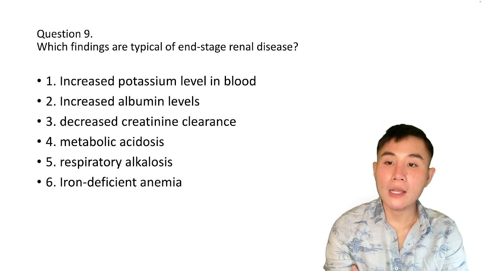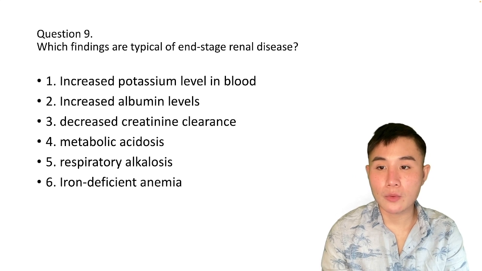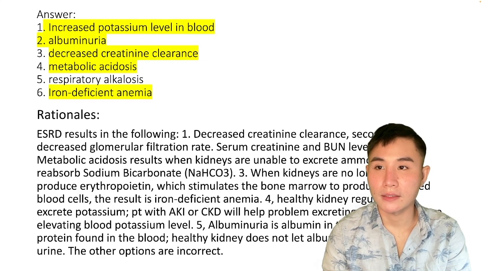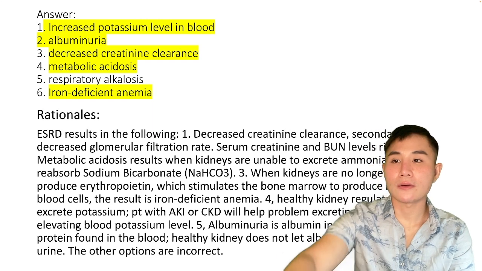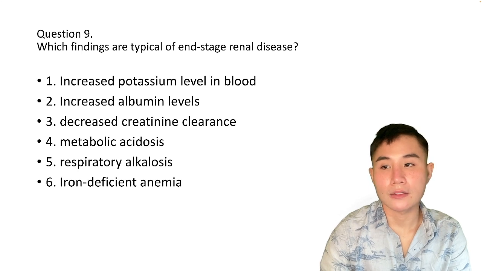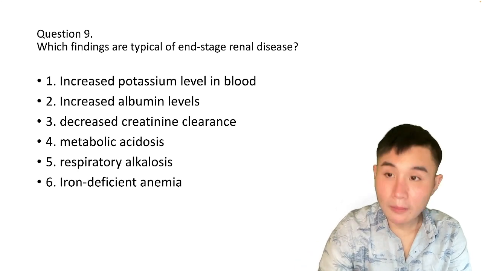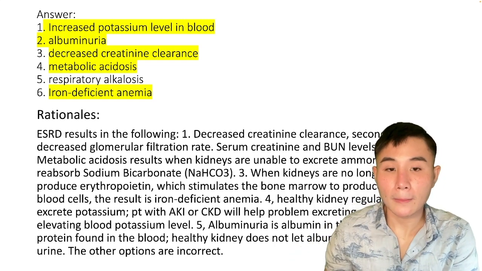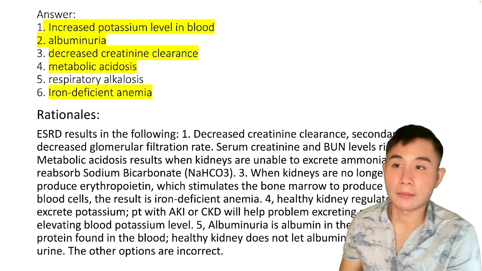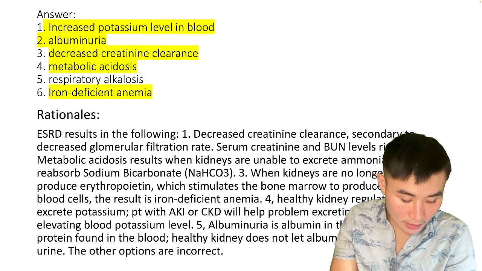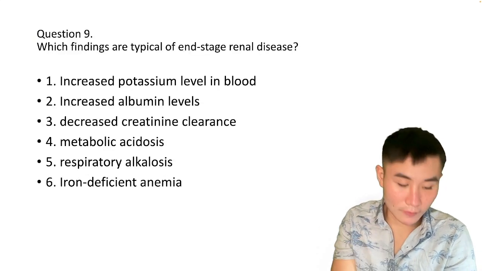Okay. So my final answer choices are number 1, number 3, number 4, and number 6. Yes. Oh, number 2, albuminuria. I forgot to fix it, I think. So this number 2 is wrong, but if it was albuminuria, it would be correct. Sorry about that. Albuminuria, which is albumin in the urine, is a sign of CKD. However, increased albumin levels is not.